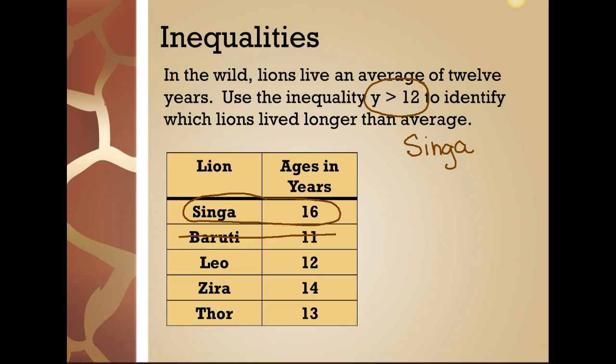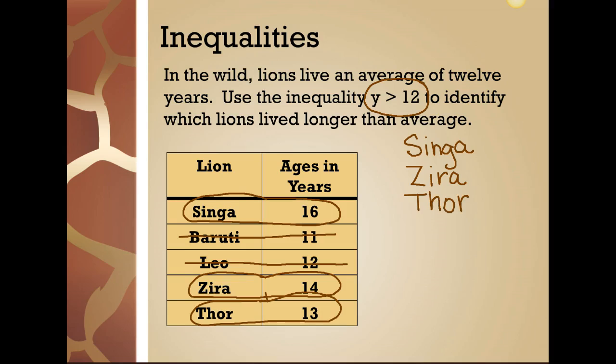Leo lived 12 years. 12 is not greater than 12, so he would not be included. Zira lived 14 years. Since this is greater than 12, Zira will be included in the answer. And finally, Thor will also be included because 13 is greater than 12. The lions that lived longer than average are Singa, Zira, and Thor.